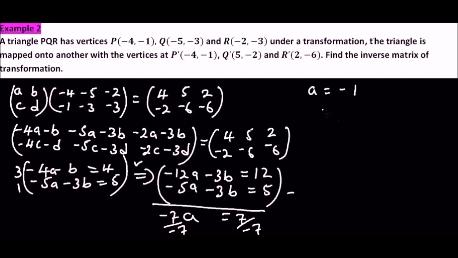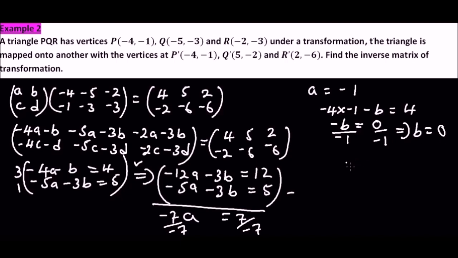So we have minus 4 times minus 1, which is the value of A, minus B, is equal to 4. So this is 4. We take minus B, we take 4, minus 4 plus 4 is 0. Divide by minus 1, then you find it implies that B is equal to 0. So once we get B, we can now go ahead and solve the other equation.